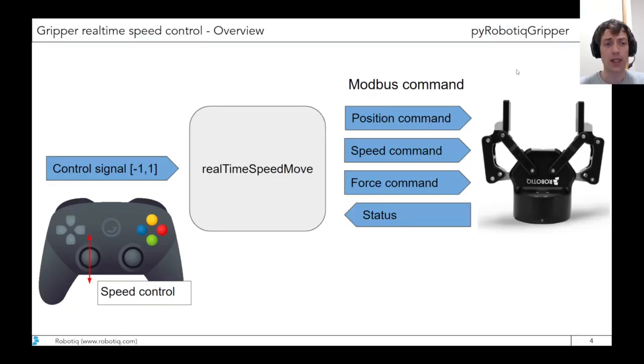The idea is that when you push the joystick up, the gripper will close. The more you push up, the faster the gripper will close. If you push down, the gripper will open, and the more you push down, the faster the gripper will open. So that's the control signal, between -1 and 1. The real-time speed move function takes this control signal and sends the appropriate position, speed, and force command to the gripper, and also retrieves the status of the gripper.